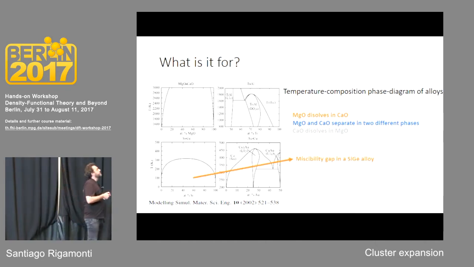Also, for instance, in a silicon-germanium system, you will find out that there is a miscibility gap in the silicon-germanium alloy, meaning that over the whole composition range at low temperatures, the crystal separates into two different phases: one is pure silicon and the other pure germanium. So all this sort of information you can access through the cluster expansion method.